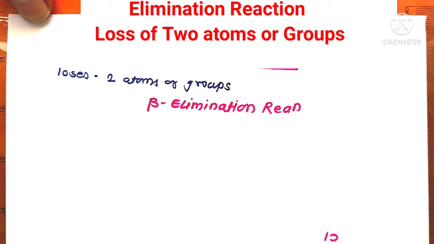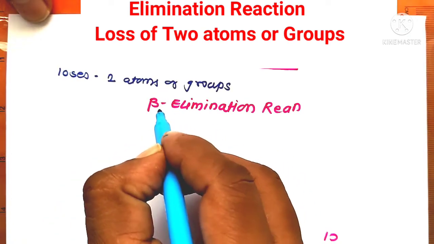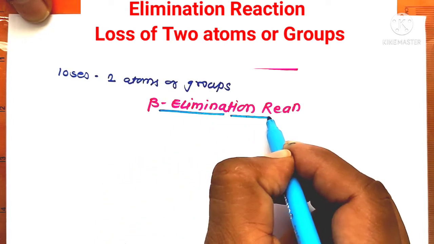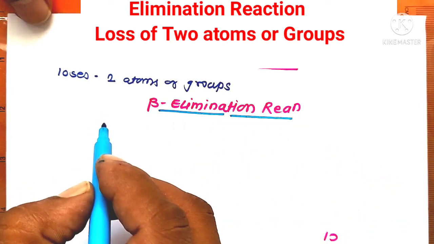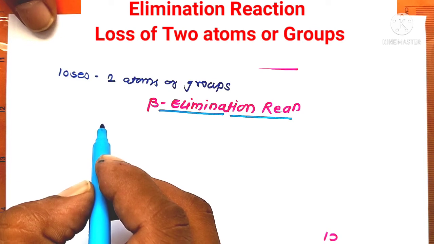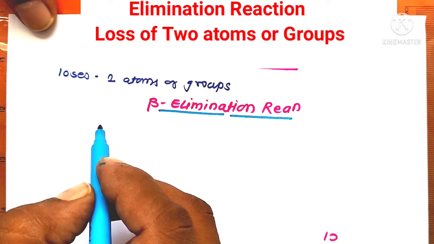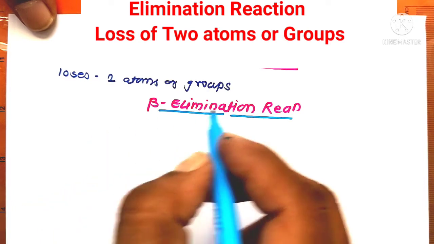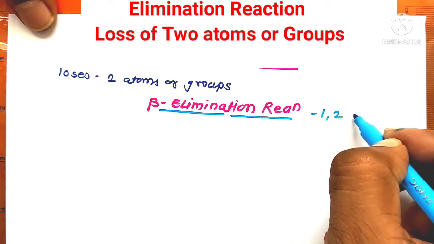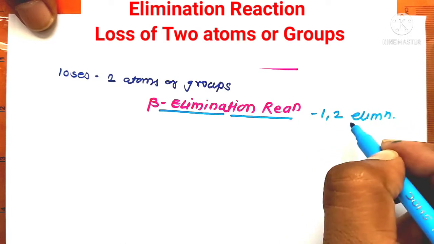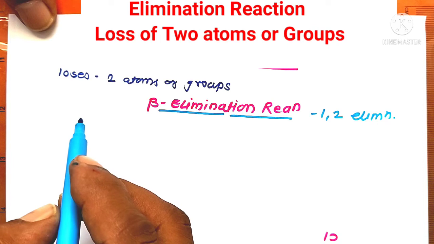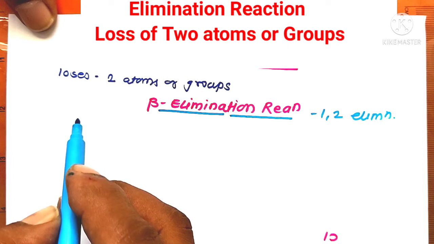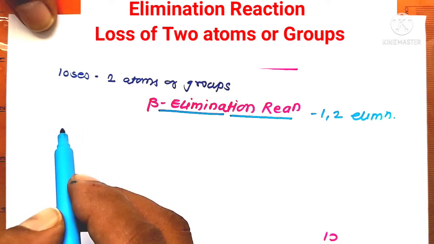In today's lecture, we will discuss beta elimination reactions. In beta elimination reactions, two atoms or two groups are lost from adjacent carbon atoms. It is also known as 1,2 elimination, that is, the eliminating groups leave from carbon number 1 and carbon number 2 to give rise to new double bonds or triple bonds.